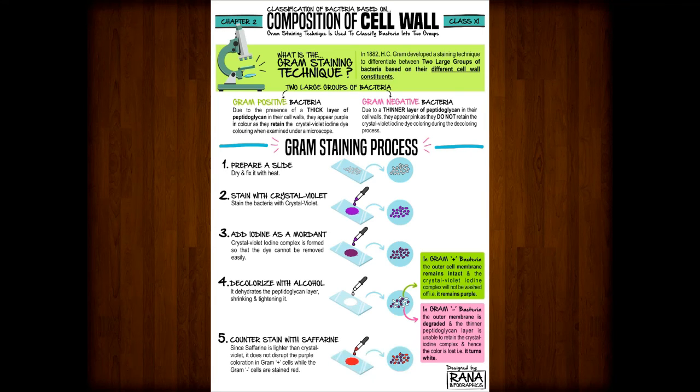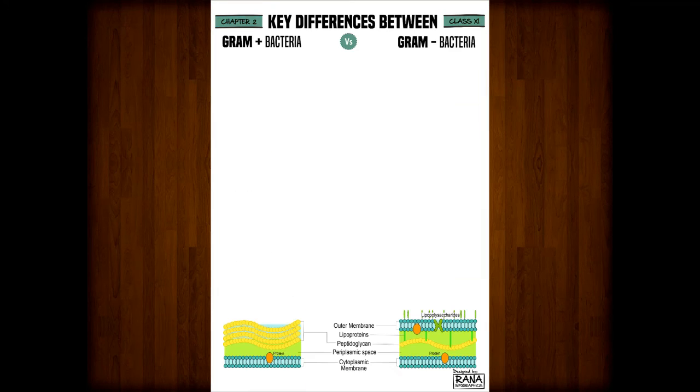In the last step, a counter staining is done with safranin, and since it is lighter than the crystal violet, it does not disrupt the purple coloration in gram-positive bacteria, while it turns the gram-negative bacteria red. Now let us see the key differences between the gram-positive and gram-negative bacteria.